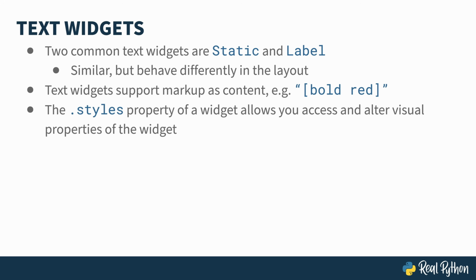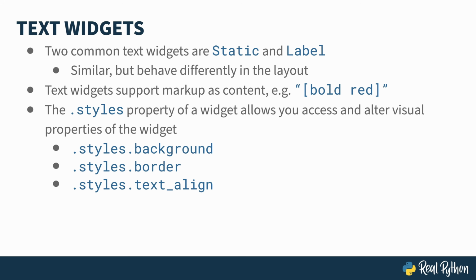All widgets have a styles property, which allows you to programmatically get and set the style of the widget. The styles property itself has properties, which are the things you change. Some common ones are background, which controls the widget's background color, border for specifying an outline, text align for centering or right aligning text within a widget, padding for determining the spacing within the widget, and margin for spacing around the widget. If you're familiar with CSS on the web, these styles might be ringing a bell. Textual uses a subset of CSS to control appearances, and so if there's some styling you can do in CSS, you'll probably find it in Textual as well.